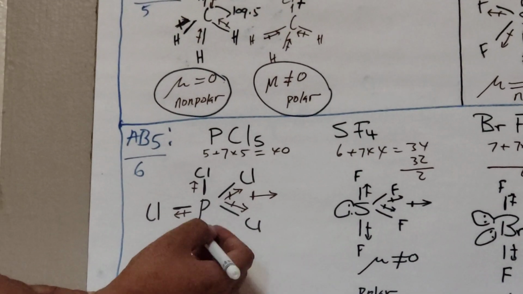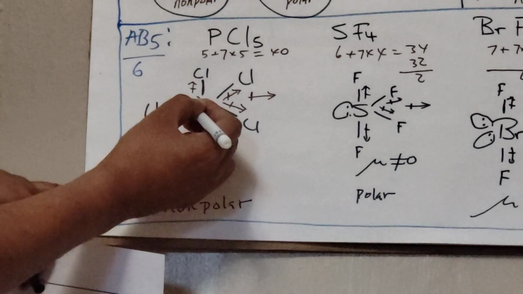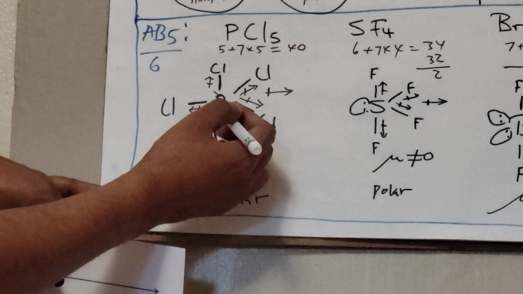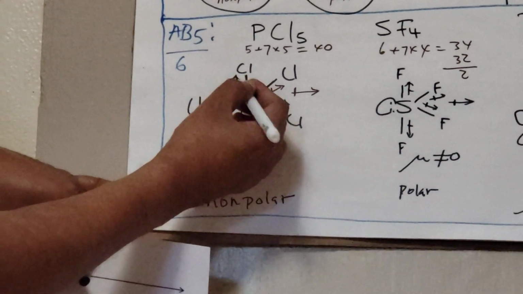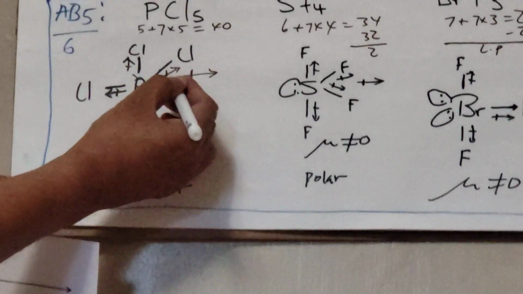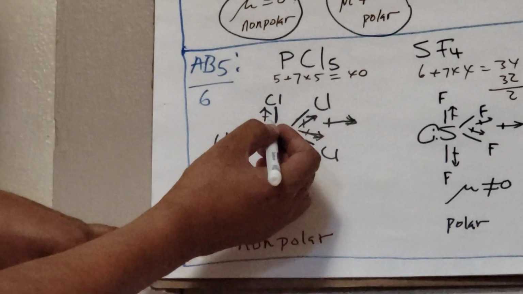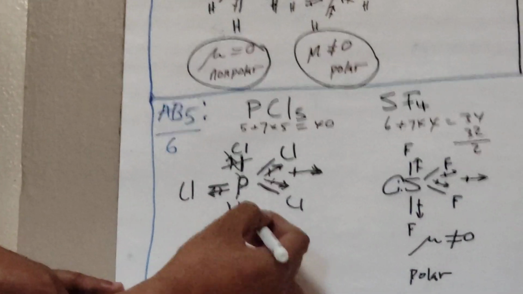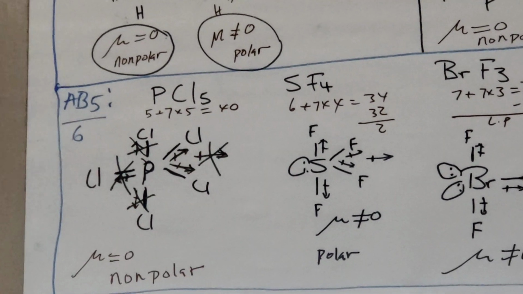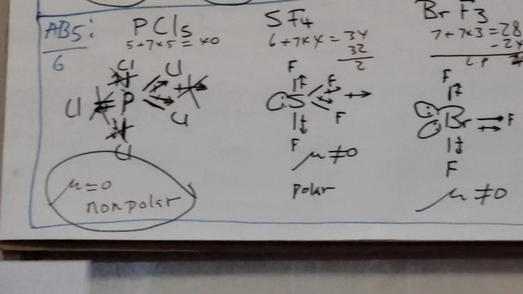And if you look at here, this is the structure of phosphorus pentachloride. Chlorine is more electronegative than phosphorus, so it will pull electrons. The dipole moment will be this way and this way, and the resultant dipole will be this way. So this one will cancel this one, and this one will cancel this one, right? So the net dipole will be 0, and the molecule will be non-polar, okay?